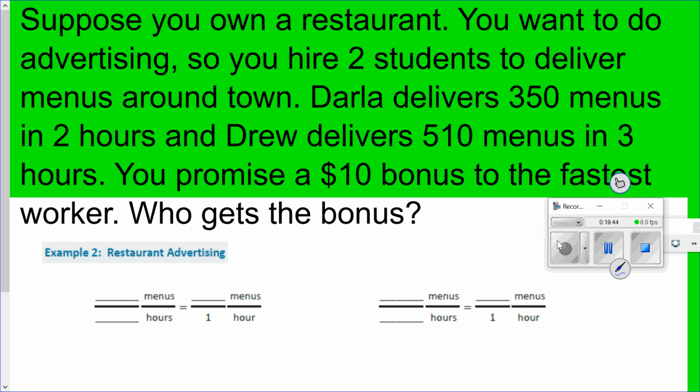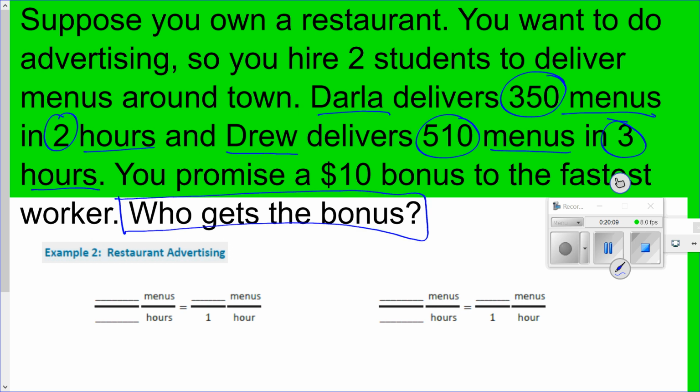All right, guys, let's go over this one. Suppose you own a restaurant. You want to do advertising, so you hire 2 students to deliver menus around town. Darla delivers 350 menus in 2 hours, and Drew delivers 510 menus in 3 hours. You promise a $10 bonus to the fastest worker. Who gets the bonus?